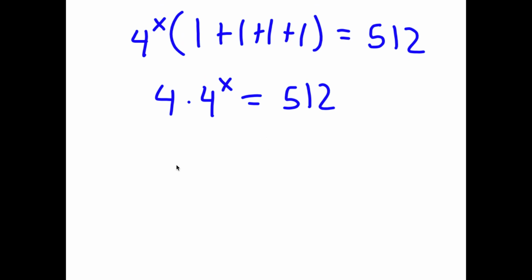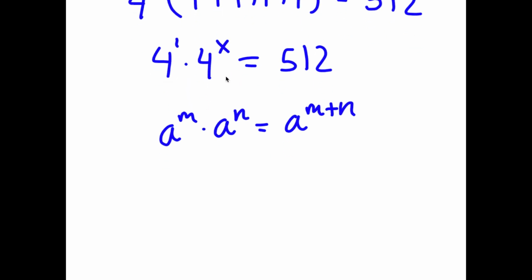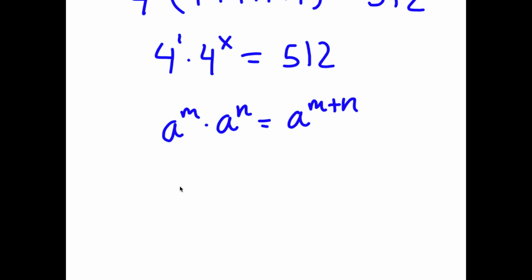Now, if I have something in the form a to the power of m times a to the power of n, this is equal to a to the power of m plus n. So 4 times 4 to the power of x, well 4 is the same thing as 4 to the power of 1. So 4 to the power of 1 times 4 to the power of x, that's going to equal 4 to the power of x plus 1, and this is equal to 512.